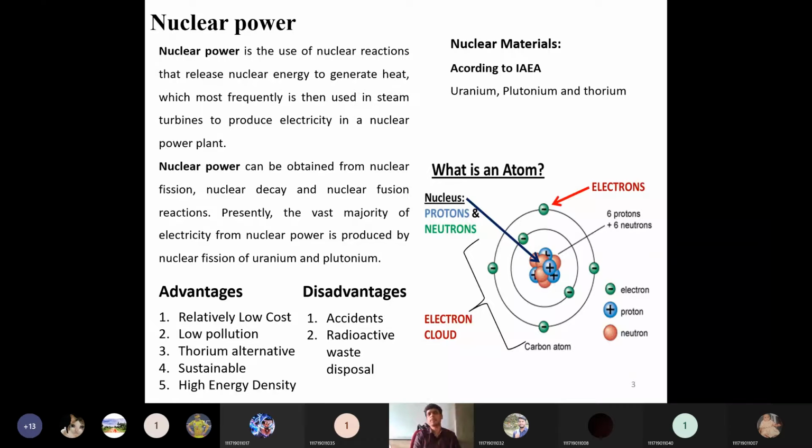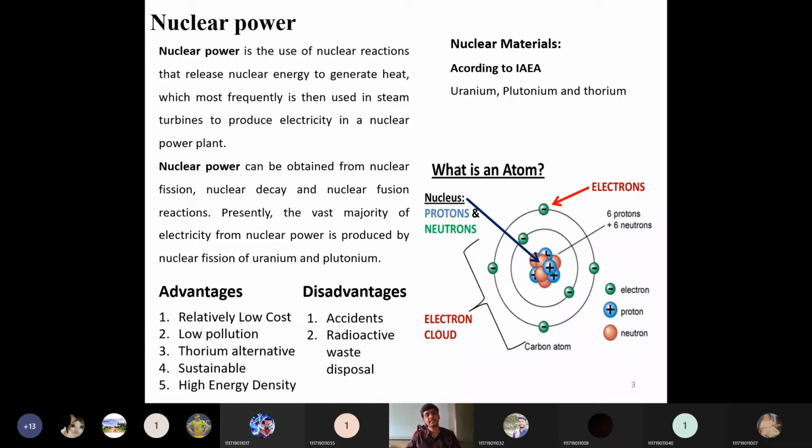Nuclear power can be obtained by nuclear fission reactions, nuclear decay reactions, or nuclear fusion reactions. Presently, the vast majority of electricity from nuclear power is generated using nuclear fission of uranium and plutonium as nuclear materials. Only fission reactions are being employed right now, whereas there are possibilities to use nuclear decay reactions also, but largely we employ fission. What is the difference between fission and fusion? We will see that later.